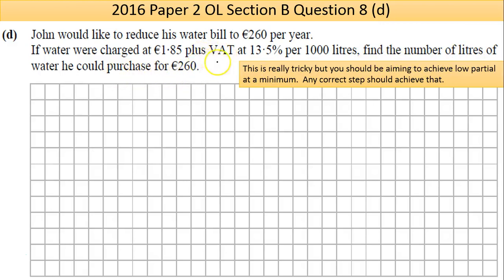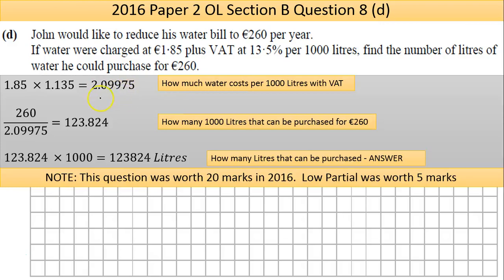So you're basically trying to find out how much 1,000 litres of water would cost with VAT, then dividing that number into 260 to get how many 1,000 litres he can purchase. Okay, I'm going to go through the answer because that makes more sense. So 1.85 by 1.135 gives you the total amount that 1,000 litres costs with VAT. So again, I've multiplied by the 1 to represent the 1.85 and the increase, the 0.135.